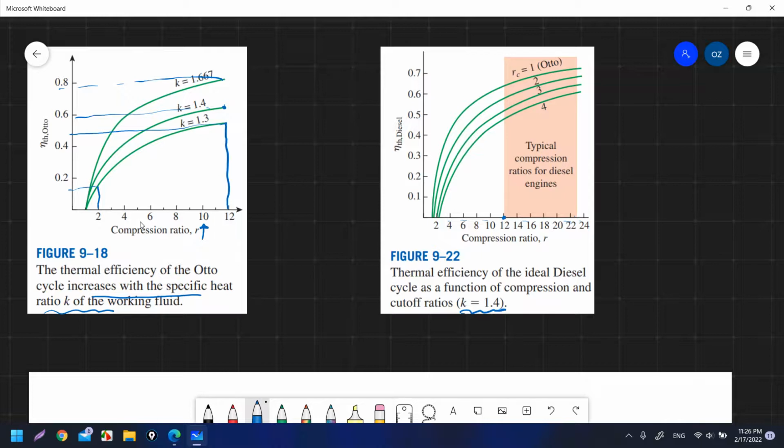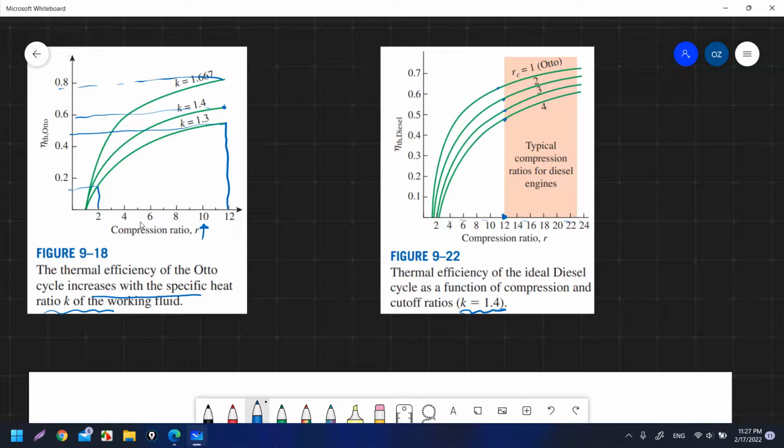What else can we change? We keep the specific heat ratio constant and increase or decrease the cutoff ratio. What will happen to the thermal efficiency under the same compression ratio? If we have a compression ratio of, for example, 12 for the Otto and diesel cycles, and a cutoff ratio of 4, the thermal efficiency will be a bit less than 0.5. But if we decrease the cutoff ratio, the thermal efficiency will increase.